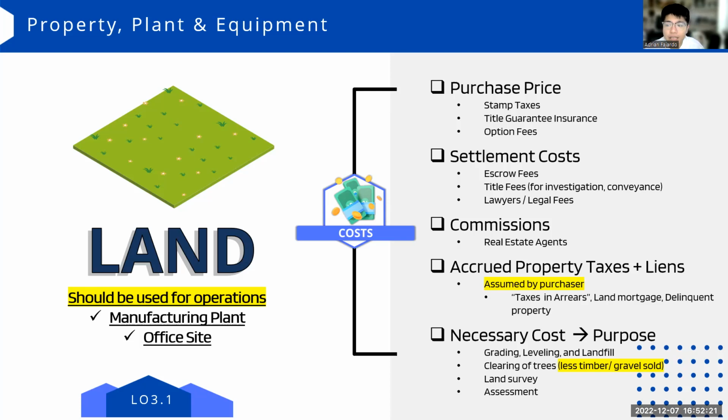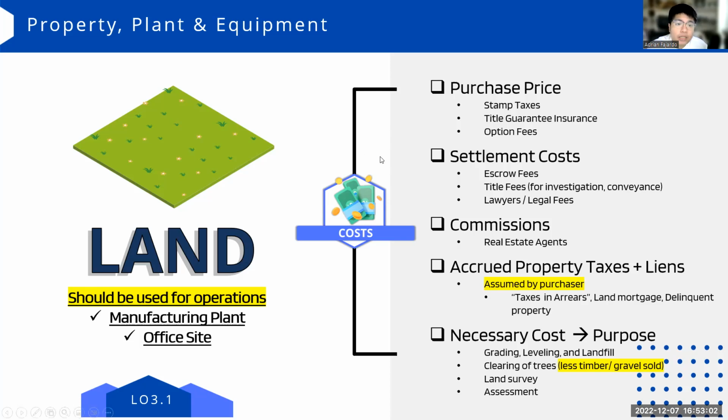And then finally, land survey and assessment. The reason why I listed many of these is so that every time you see any of them mentioned, you automatically associate it with land. Now, many of these are killer questions if you haven't memorized them. I'm not telling you to memorize it, but please familiarize yourself with it by answering a lot of exercises. For example, every time you see grading, leveling, landfill, land survey, it's land. Clearing of trees, land. It's not building, it's not land improvement. Grading, leveling, landfill, clearing of trees, etc., are land.